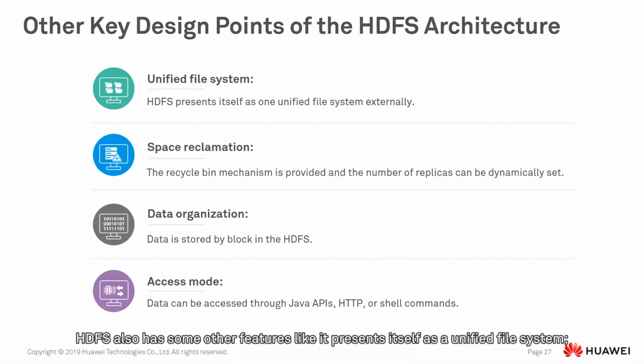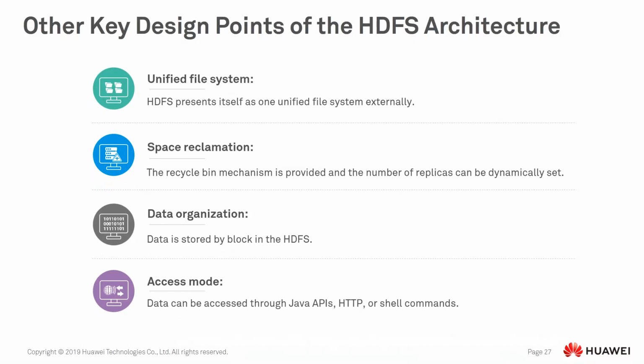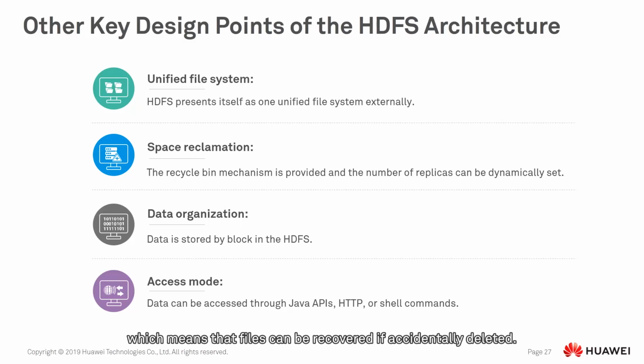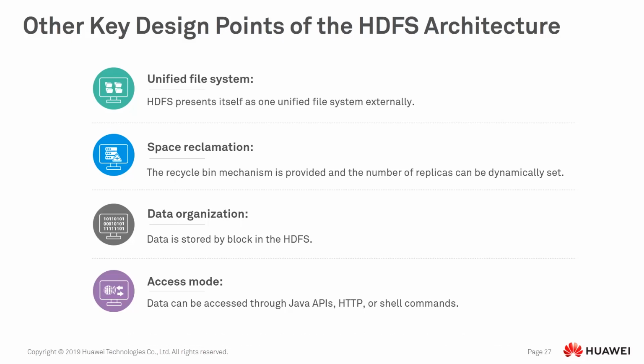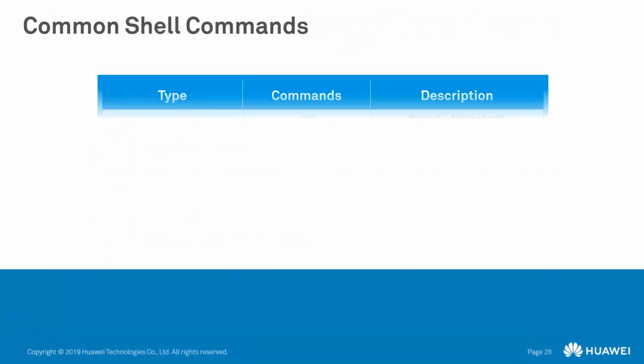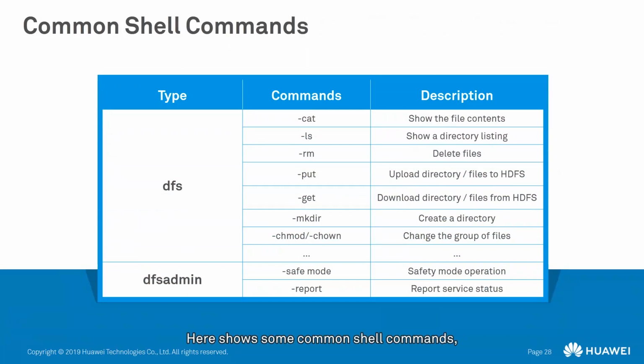HDFS also has some other features, like it presents itself as a unified file system. It supports the recycle bin mechanism, which means that files can be recovered if accidentally deleted, and data is stored by blocks in HDFS. Besides, data can be accessed through Java APIs, HTTP, or shell commands. Here are some common shell commands, which are similar to the commands in Linux.